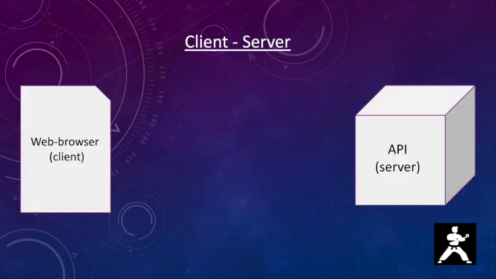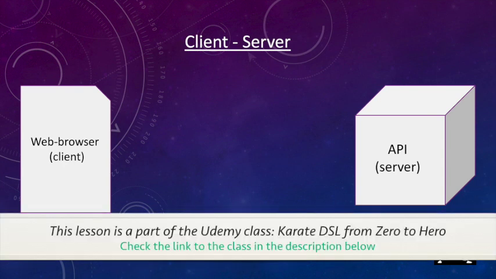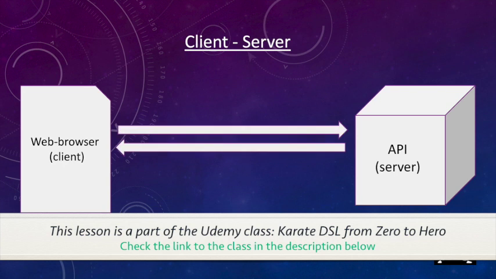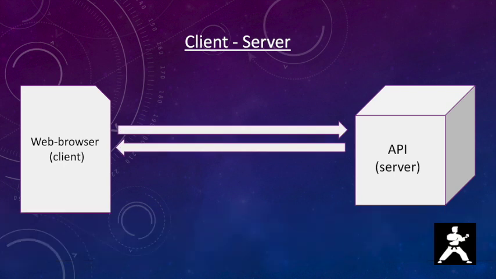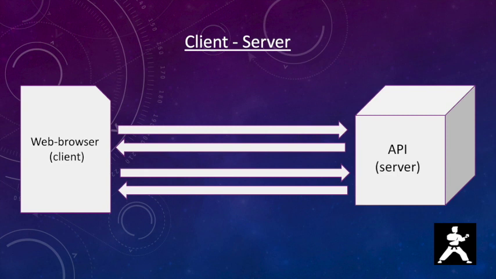So this is the typical example of client-server application. In this example, web browser is a client and API is a server. And when you do certain operations on your web browser, your browser is actually sending requests to your API, getting data back, and this process repeats again and again. So most of the modern applications work like that.